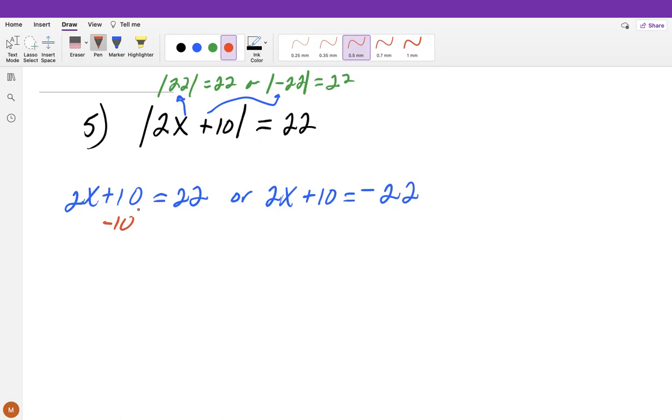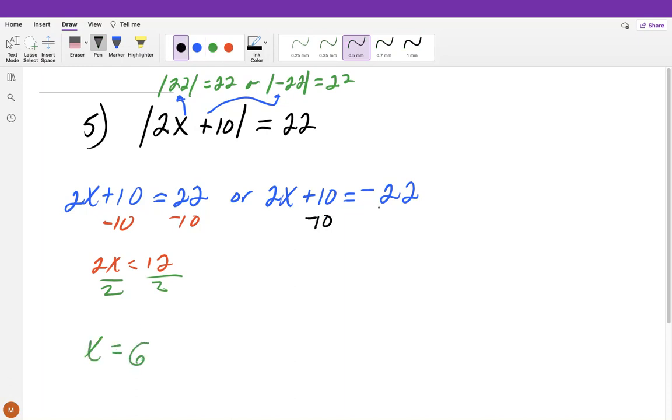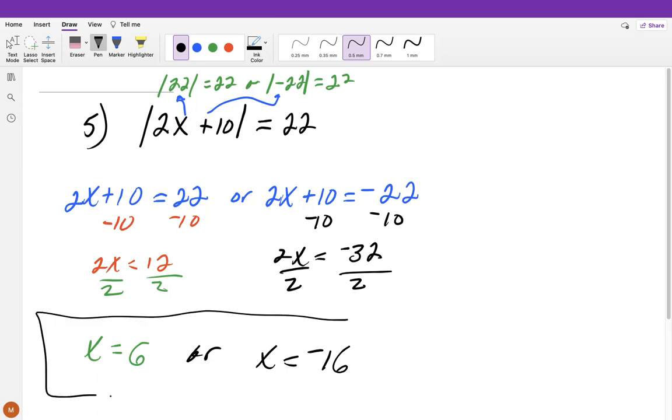Then we just solve. So I'm going to subtract 10. So 2x is equal to 12. And since we're multiplying, I divide by 2. So x is equal to 6. Here, I subtract 10. 2x is equal to negative 32. Divide by 2. Or x is equal to negative 16. All right, so this would then be our final answer.